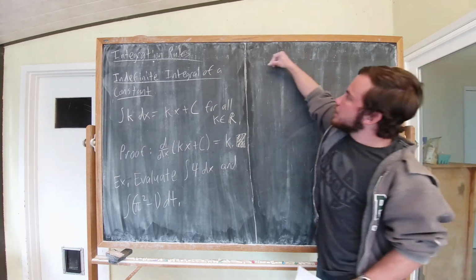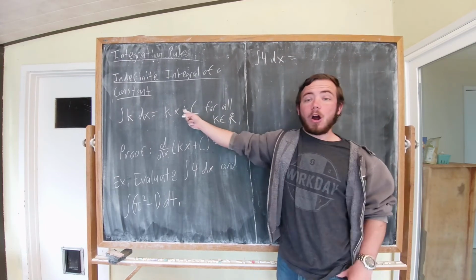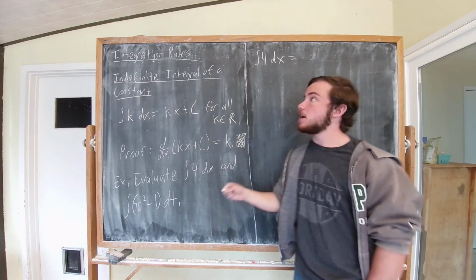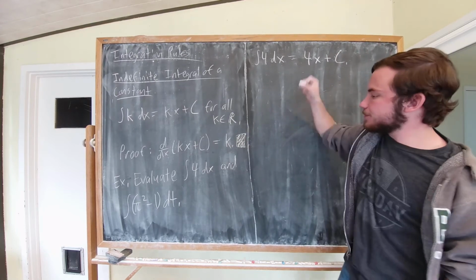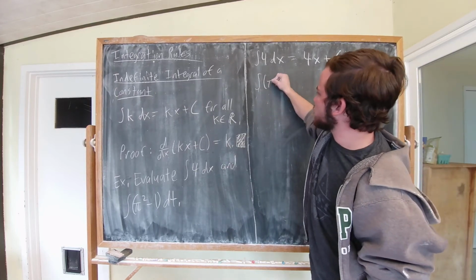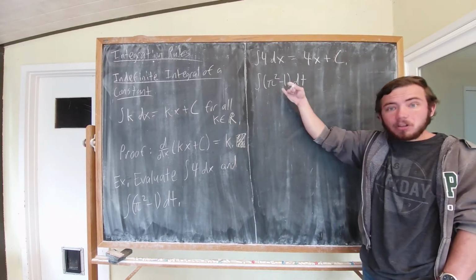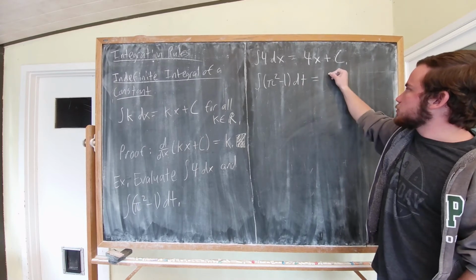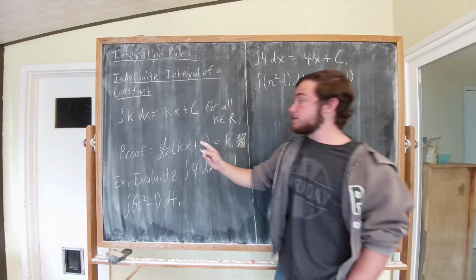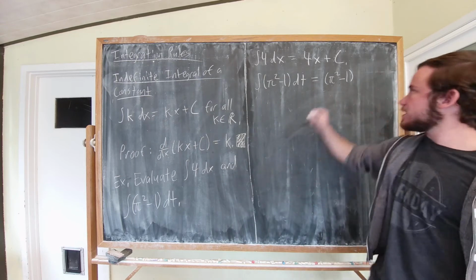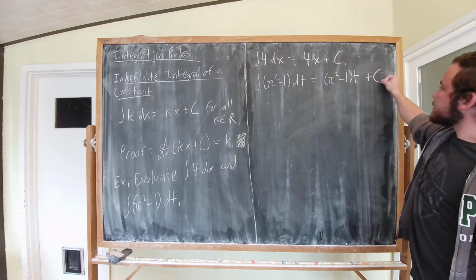All right. The integral of 4 with respect to x, according to our rule, 4 is just taking the place of k. So it'll be 4x plus c. The integral of pi squared minus 1 dt. Pi squared minus 1, complicated number, but still just a number. So this will be pi squared minus 1 times, now, our independent variable, instead of being x, is t. So it'll just be (pi squared minus 1)t plus c.